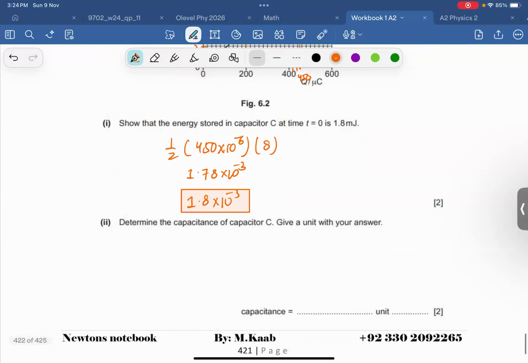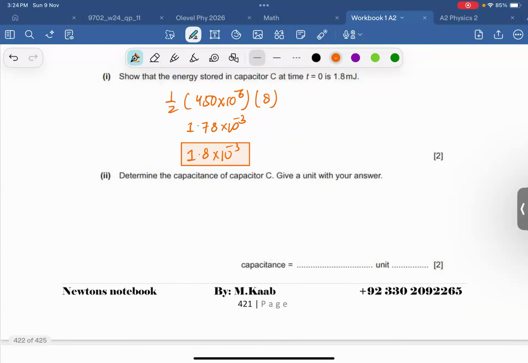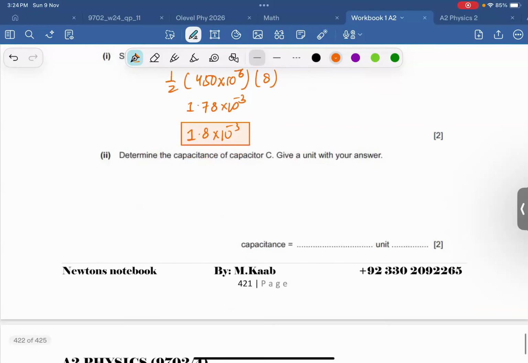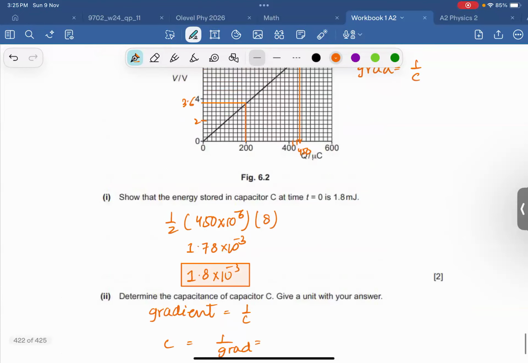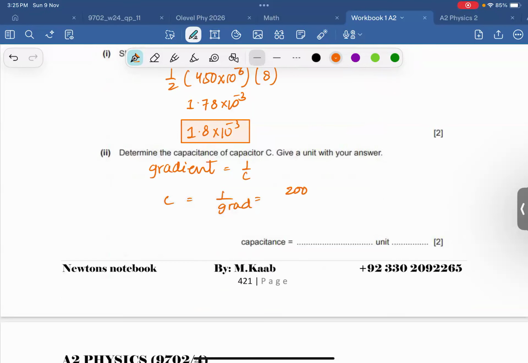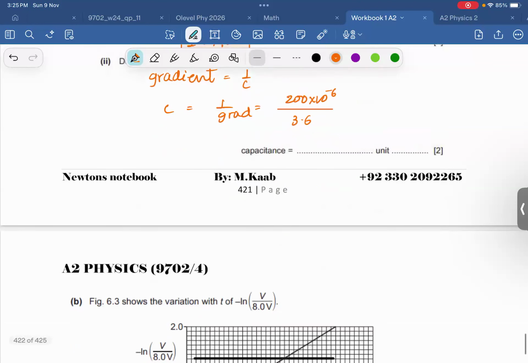Now they're saying determine the capacitance of the capacitor C, and give a unit with your answer. For that you can use the gradient. So gradient is equals to 1 over C. We know that. C is equals to 1 over the gradient. So 1 over the gradient means x-axis on the top and y-axis on the bottom. So 200 exponent negative 6 divided by 3.6. That is going to give me 5.6 exponent negative 5, and the unit is farad.